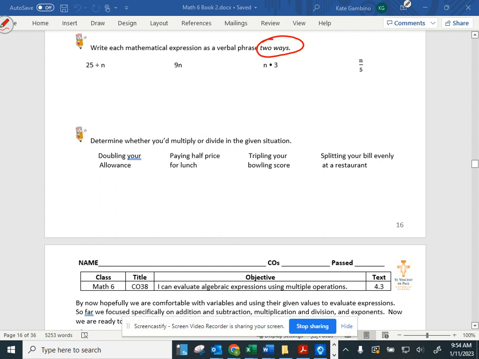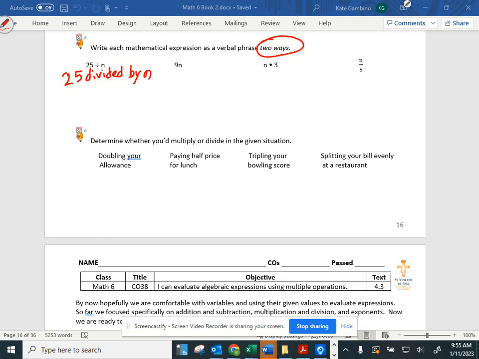Write each mathematical expression as a verbal phrase 2 ways. So think back at those numbers up, the words up above. How could we write it in 2 different ways? So let's do the first one together. How could I write that with words? Enzo? I don't know. Amelia? 25 divided by n. Oh my. 25 divided by n. I need a second way.